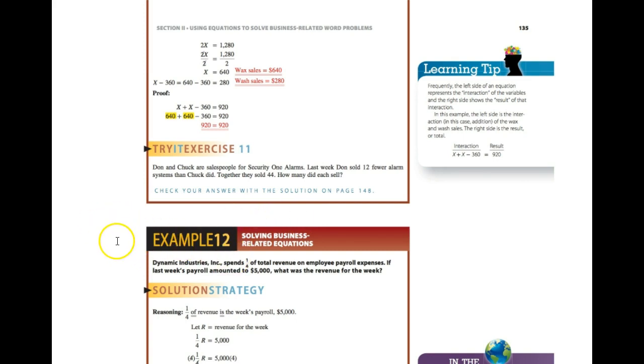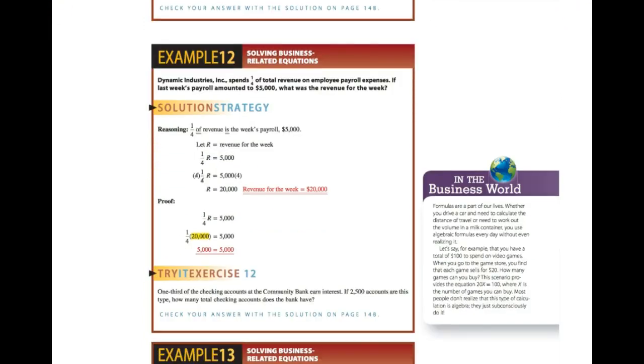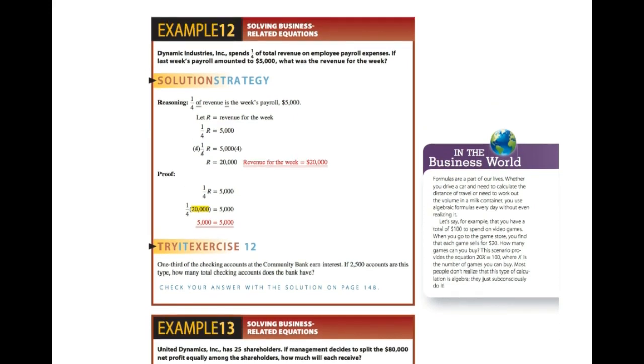And now I want to look at another equation here, which is example 12. It says Dynamic Industries, Inc. spends 1/4 of total revenue on employee payroll expenses. If last week's payroll amounted to $5,000, what was the revenue for the week? So they've set it all up for us just like we did the last one. 1/4 of the revenue, so that's 1/4 times the revenue, equals the week's payroll, which was 5,000.